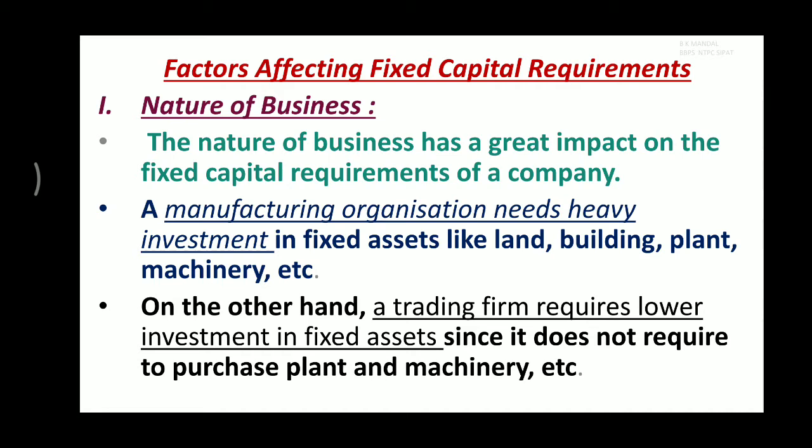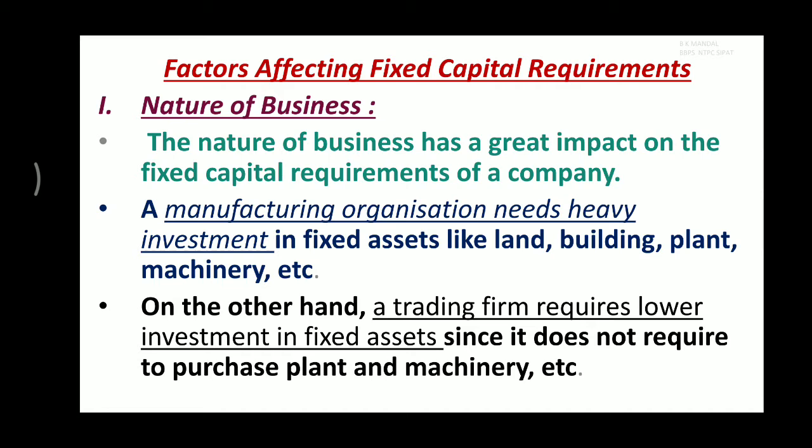So first is the nature of business. Nature of business has a great impact on the fixed capital requirement. By nature, two types of organization exist. One is manufacturing organization and second is trading. Manufacturing means which converts raw material into finished goods, and trading means they don't manufacture, they don't produce, they simply purchase finished goods and then sell them to the ultimate consumer.